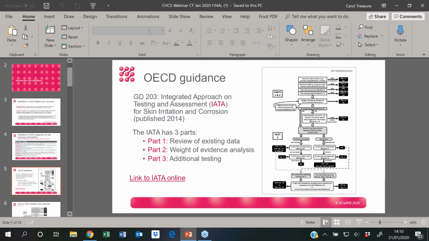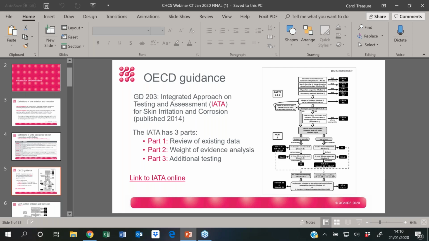I think that the easiest way to think about the process of assessing skin corrosion and irritation is to follow the OECD guidance document 203, which was published back in 2014. And that describes an integrated approach on testing and assessment known as an IATA, which I'll talk about quite a lot today. This particular one is for skin irritation and corrosion, but there are other IATAs that have been published as well over the last few years looking at different endpoints, and they take the user through an overall approach so that existing data can be assessed, and then you can decide whether any additional testing is required.